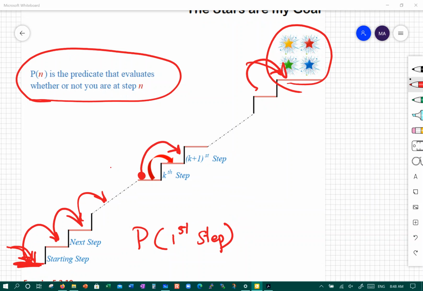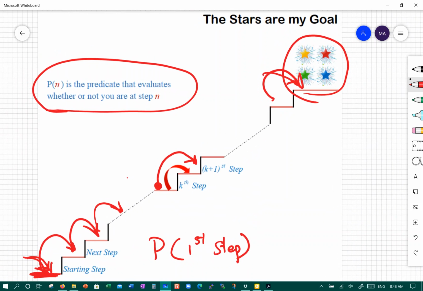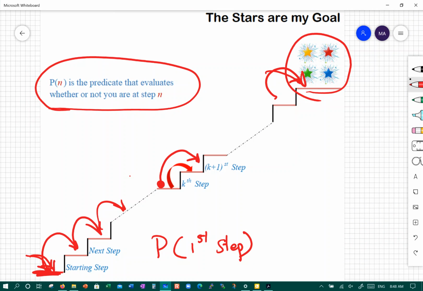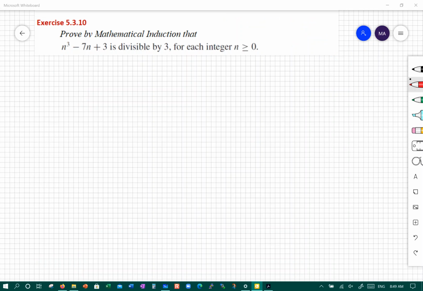Notice that mathematical induction deals with facts or predicates that are evaluated at discrete steps. So we use integers to refer to each step. It's not a method that we can use to prove properties about real numbers or any continuous domain. So let's now apply this to an example to see how it works.